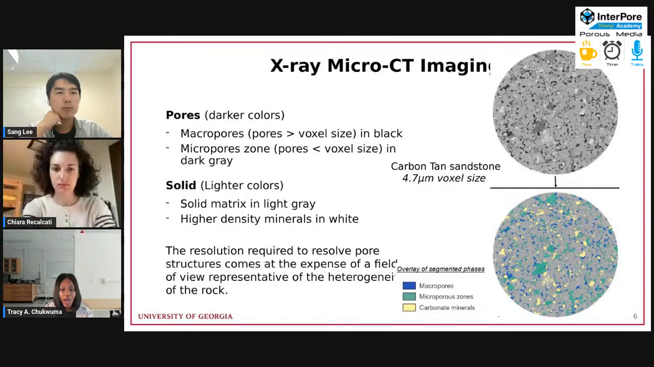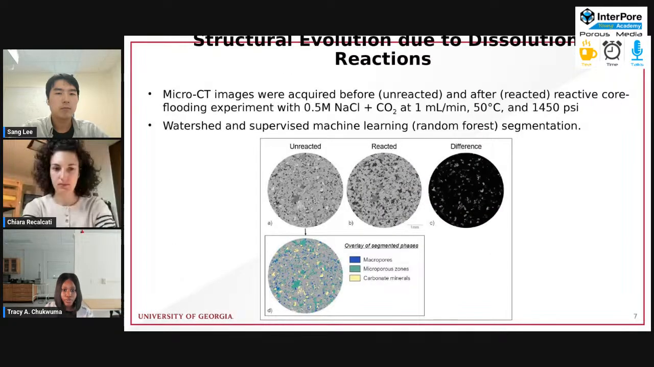So most of the time, you have to find that sweet spot between your field of view and your resolution. But we will address how to overcome these sub-resolution features further on.